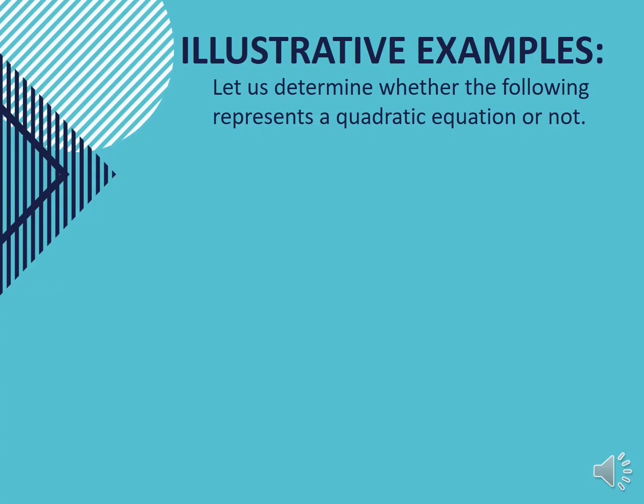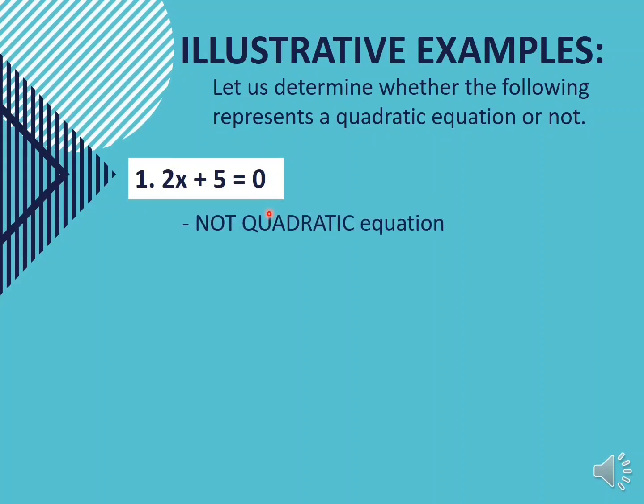Let us now have the illustrative examples. Let us determine whether the following represents a quadratic equation or not. So let us begin with our number 1. In our equation, we have 2x plus 5 is equal to 0. Is it a quadratic equation or not? Yes, definitely that is not a quadratic equation. Why? Because the highest exponent is 1. So, meaning to say, this is an example of a linear equation.